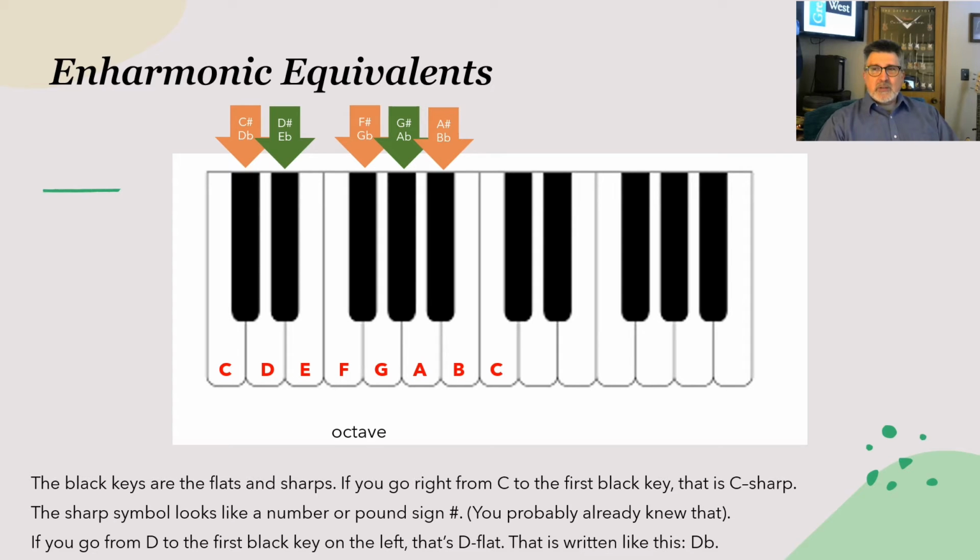So as you look across the top here, we see on the black keys, there's C sharp, D flat. There's D sharp, E flat. They're all the same note. F sharp is the same thing as G flat. G sharp is the same thing as A flat, and A sharp is the same thing as B flat.